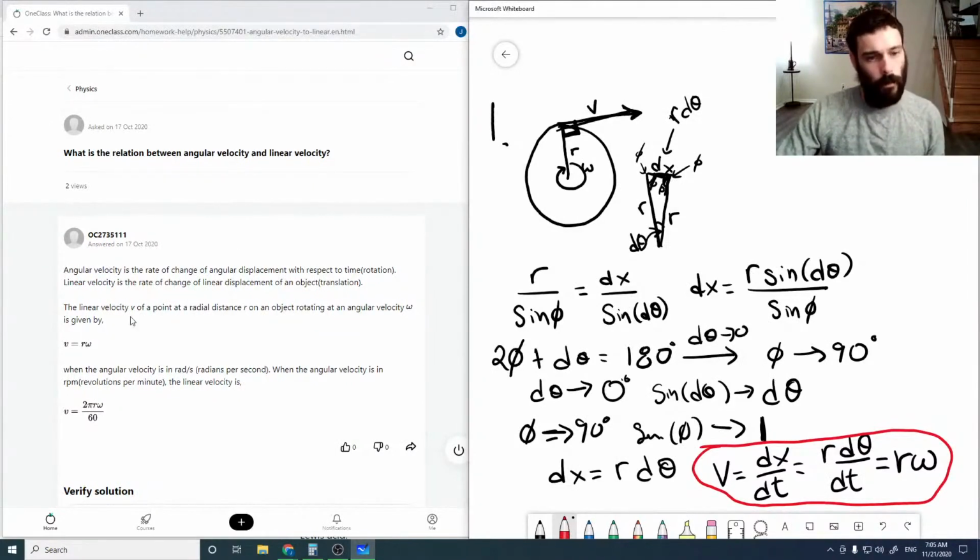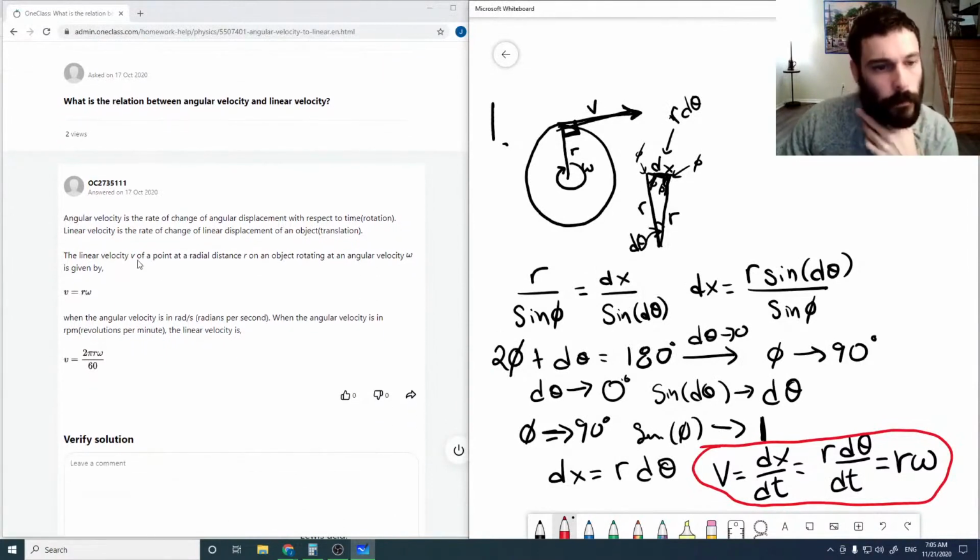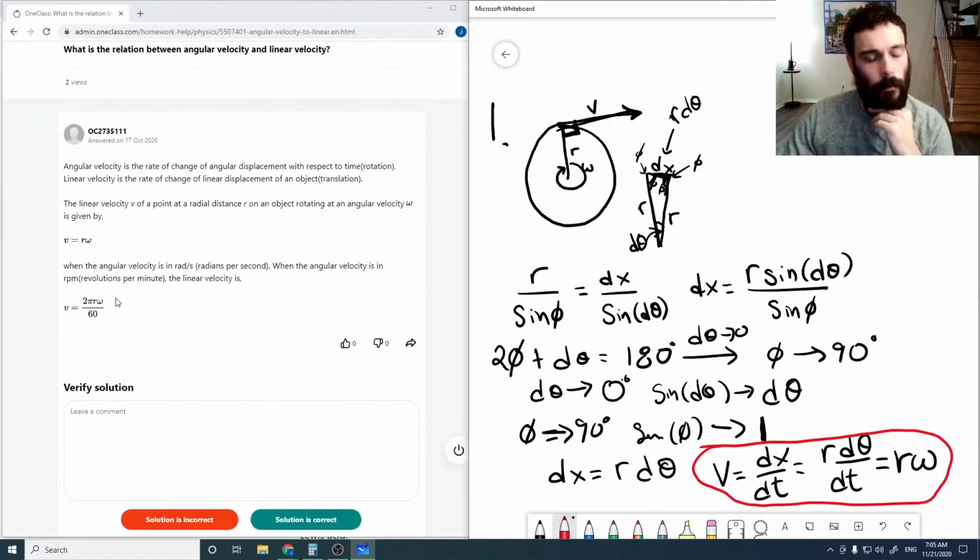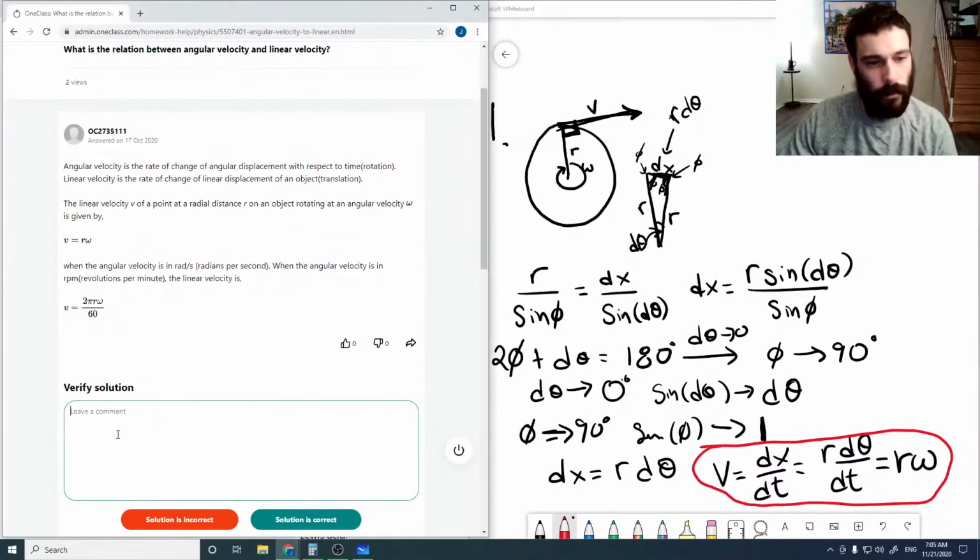And okay, so then in the solution here, v is r omega, and then they also gave it for when the angular velocity is in RPM. So this is in either degrees per second or radians per second. But when it's in revolutions per minute, you need to consider that a revolution is 2 pi radians, and a minute is 60 seconds. So the solution is correct. I just added a couple extra little things.